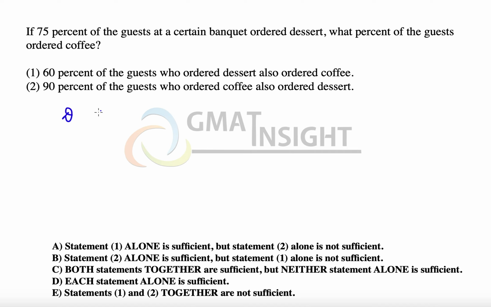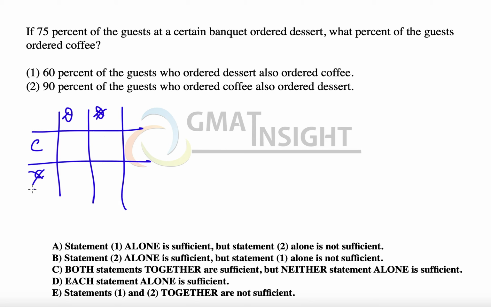So people who order dessert, who don't order dessert, people who order coffee, people who do not order coffee. Here we have 2 rows and 2 columns because everything is in percentages. So I'm assuming that the total percentage is 100. 75% ordered dessert, so the 75 comes here, and that means 25% did not order dessert.